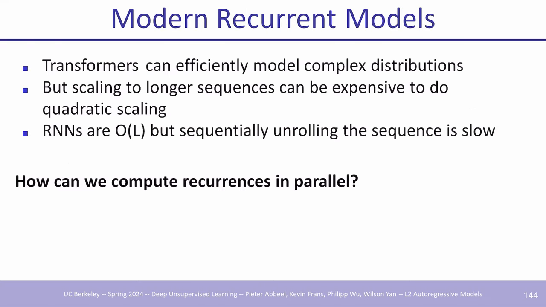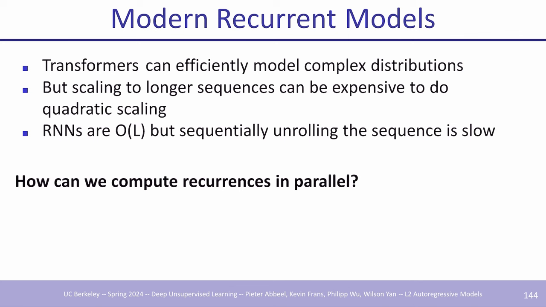Okay. So moving away from transformers, let's talk about some of the resurgence in recurrent nets that has been happening over the last year or two. We've shown that transformers can model very complex distributions, but scaling to long sequences, which everyone now wants to do, is very expensive because it's quadratic with respect to L. Prior RNNs are linear with respect to sequence length, but very slow because when you train them, you have to unroll each time step. Unrolling like 200,000 time steps is really painfully slow.